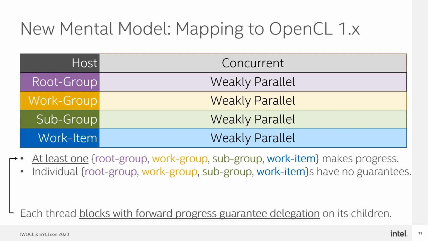So the host thread is blocking on the completion of the root group thread, so it will be temporarily strengthened and it can make progress. The root group thread, in turn, is blocking on the completion of a set of workgroup threads, so we know that at least one of those workgroups will be temporarily strengthened and can make progress. And this continues all the way down the hierarchy until we reach one of the work items. So we know that at any given point in time, at least one of our work items is making progress and our kernel is doing something. But we can't reason about which work items are executing because they all have weakly parallel forward progress guarantees.